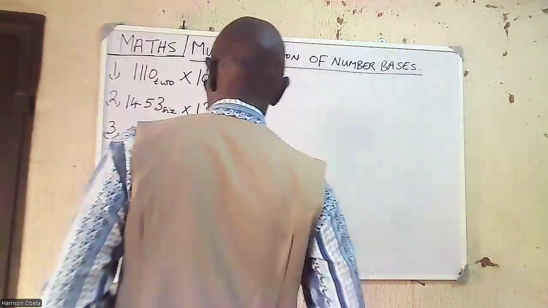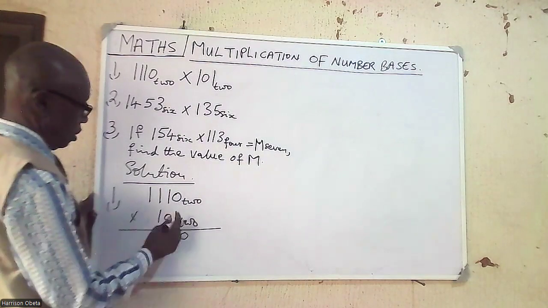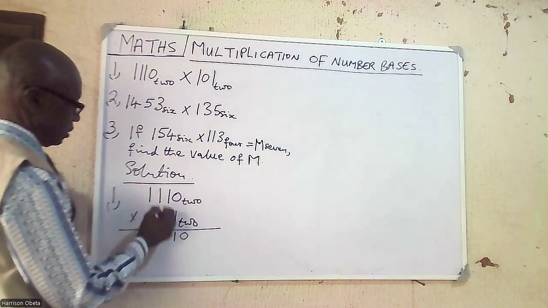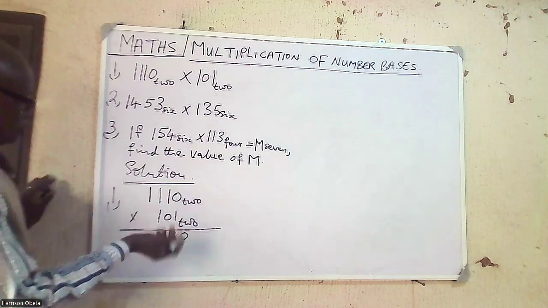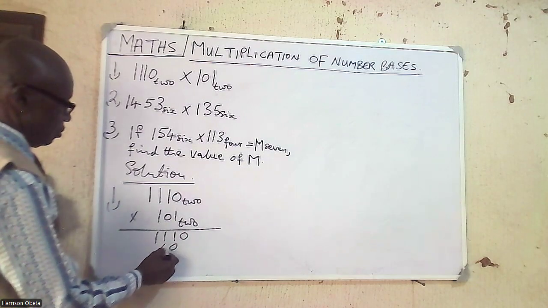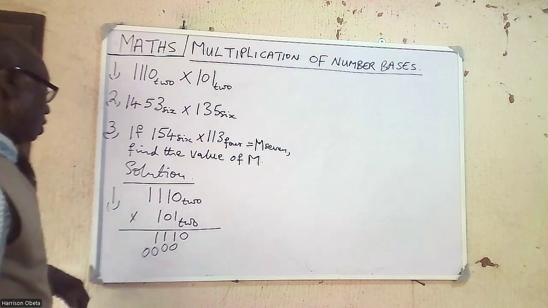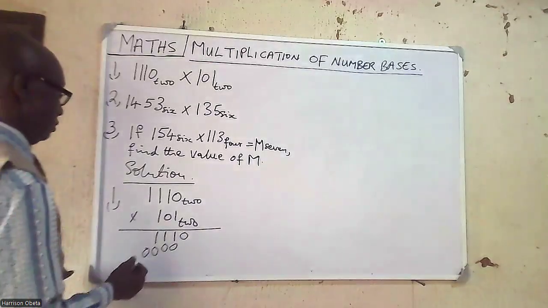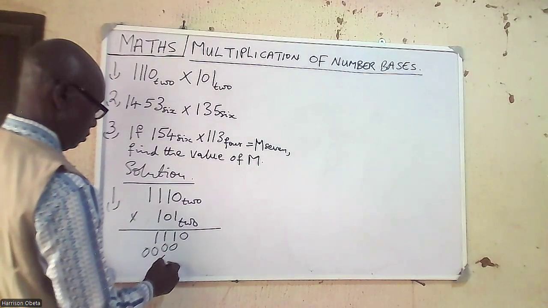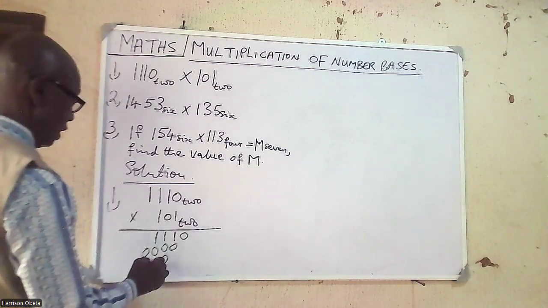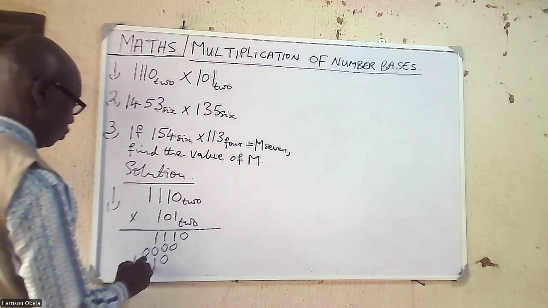So we start. 1 times 0 is 0. 1 times 1 is 1. 1 times 1 is 1. 1 times 1 is 1. So coming to 0, using 0 to multiply everything, you have 0, 0, 0, 0. Then coming back to 1 again, 1 times 0 is 0. 1 times 1 is 1. 1 times 1 is 1. And 1 times 1 is also 1.